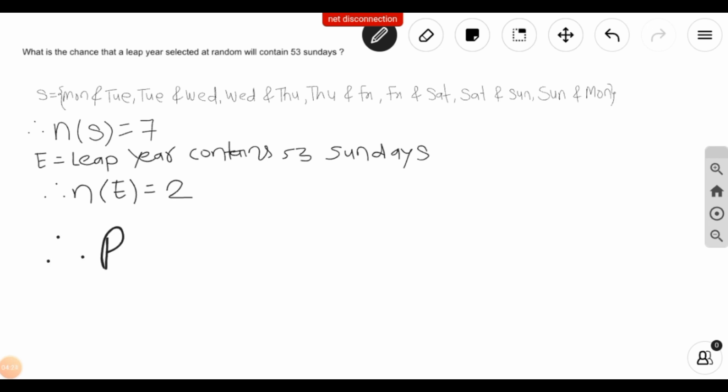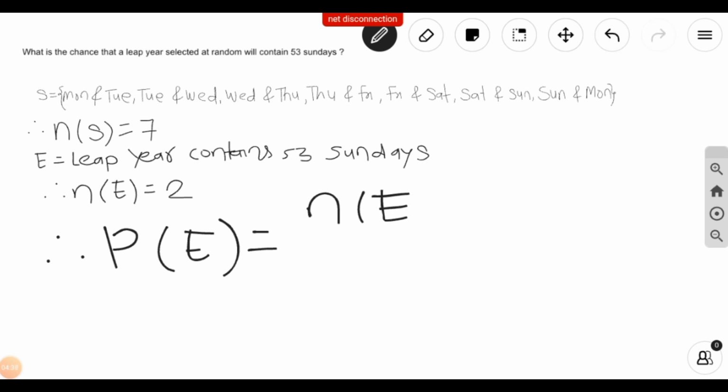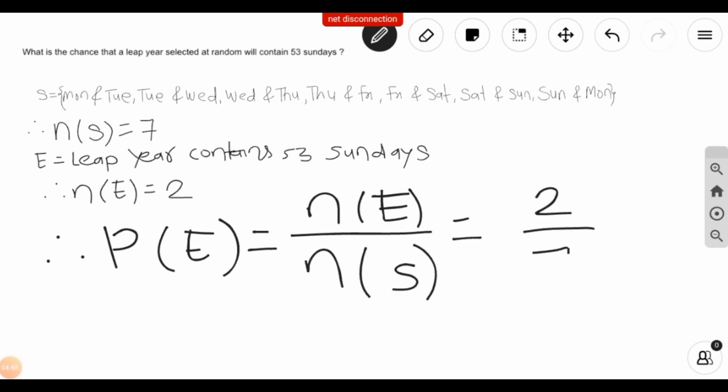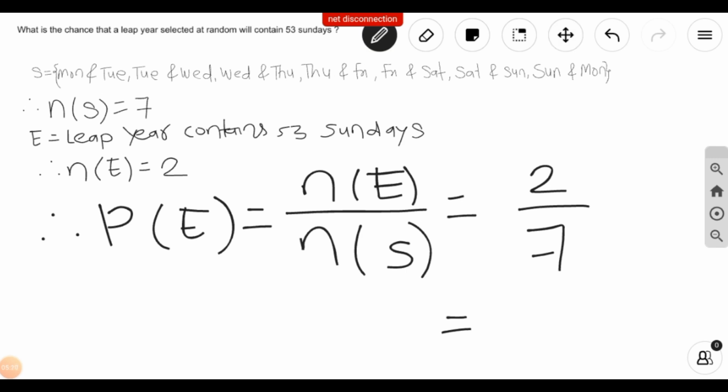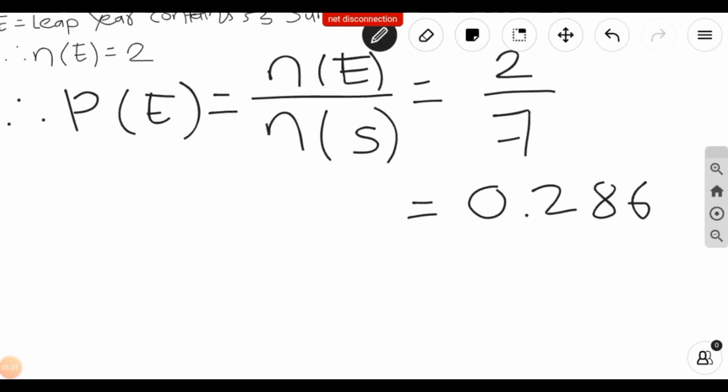Therefore, the probability of event E is equal to n(E) upon n(S), that is the number of favorable events upon the number of elements in the sample space. Here n(E) is equal to 2 and n(S) is 7. So it comes out to be 0.286, that is 28.6%.